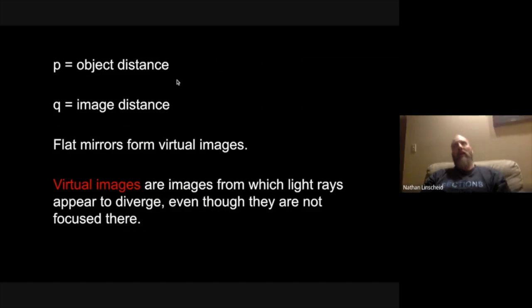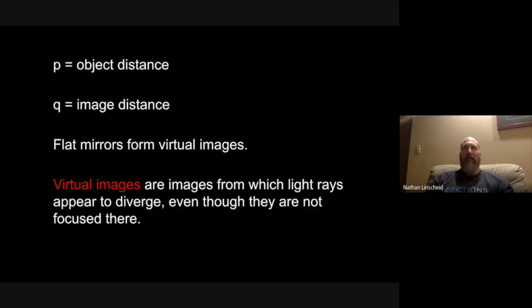Now, when we talk about mirrors, or lenses for that matter, there are some variables that stay the same all the time, and one of them is P, and that is the object distance, the actual physical object that is facing the mirror. That is always typically a positive number. Okay, Q is the image distance. Where is that image formed? Flat mirrors always form virtual images. You cannot project the image of someone, or the image of anything, onto a screen from a flat mirror. The image does not truly exist.